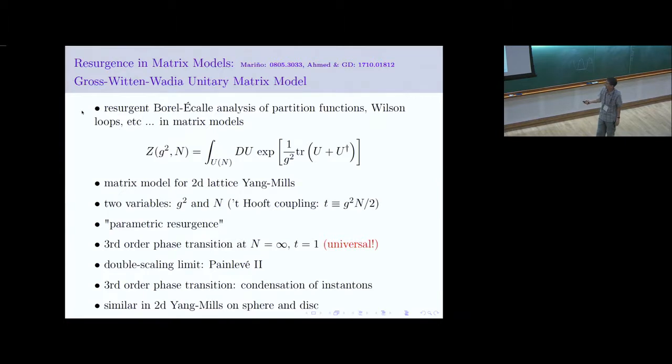And we'll be able to do a really precise calculation of what this condensation of instantons looks like. And there's a very similar structure in just 2D Yang-Mills defined on a two-dimensional surface, such as a sphere or a cylinder or a disk.